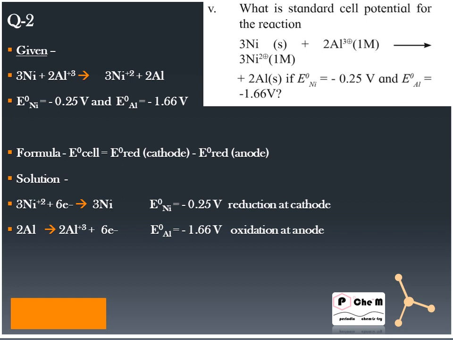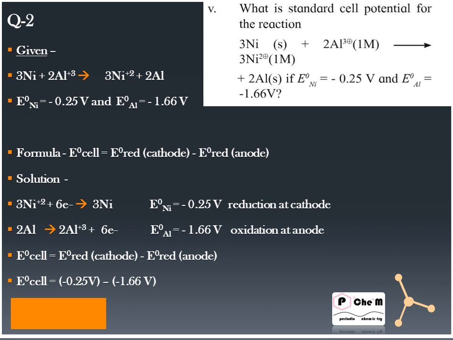And we can see that reduction potential of nickel here is minus 0.25, which is greater than minus 1.66. Therefore, it is confirmed from both the reduction potentials and the reaction given that nickel is a cathode electrode and aluminium is an anode electrode. Now let's plug the values in the equation. E naught cell is equal to minus 0.25 volts minus (minus 1.66 volt). After doing the addition and subtraction, we get E naught cell as 1.41 volts, which is the final answer for the standard cell potential for this reaction.